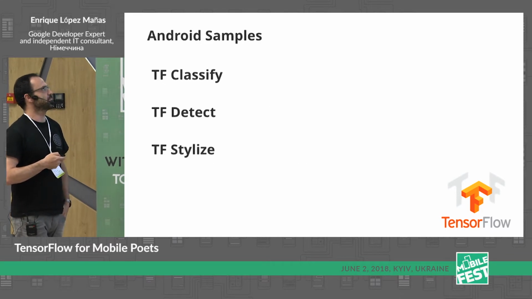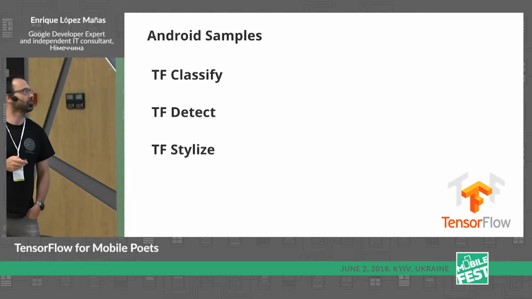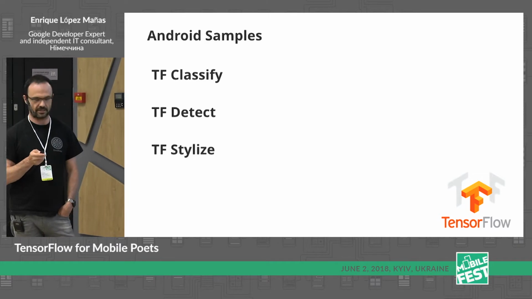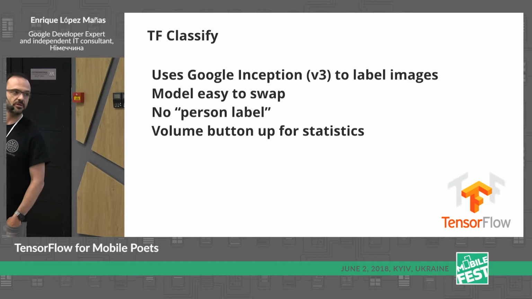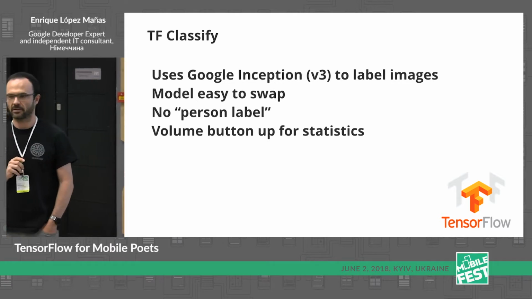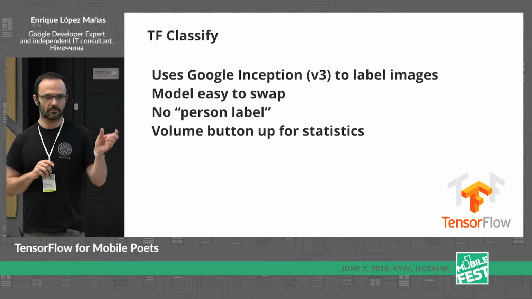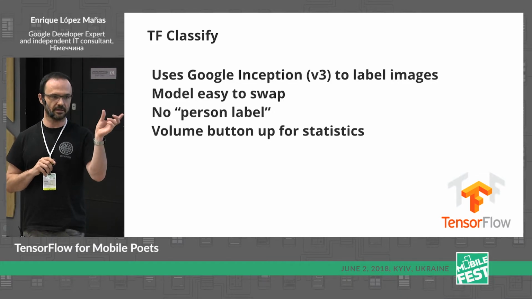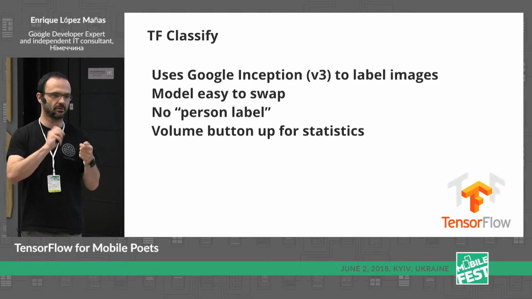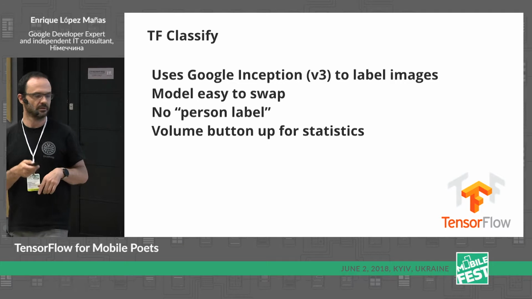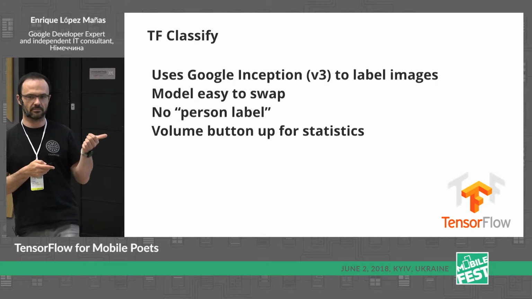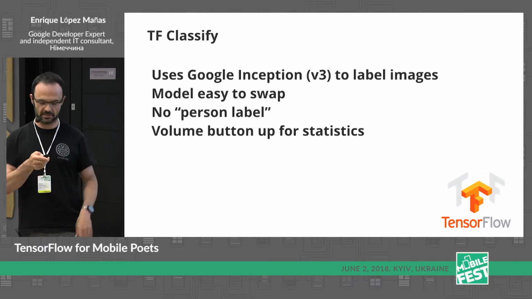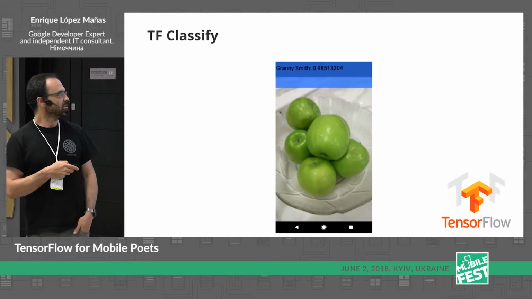Android gives us 3 examples, one to classify, another one to detect, and another one to stylize. The first one to classify uses Google Inception version 3 to label images. The models are very easy to swap. We just have on our Gradle file the name of the model, so if you have your own one, just change it. There is no label for person, and if you press the volume knob in the phone, you get some statistics.